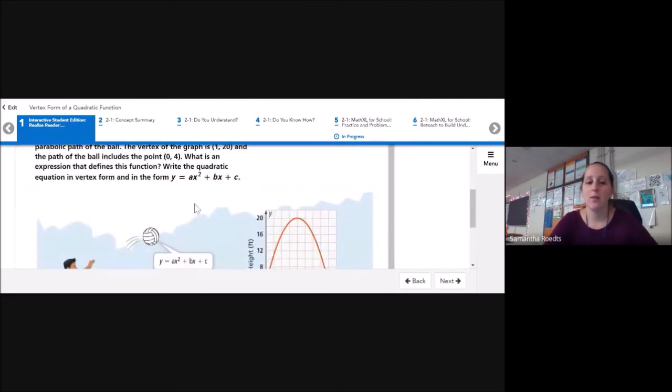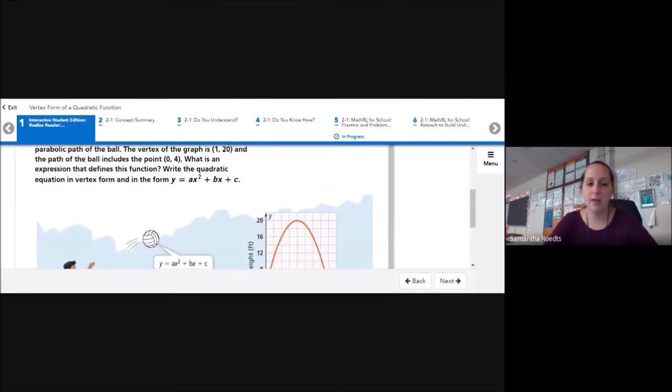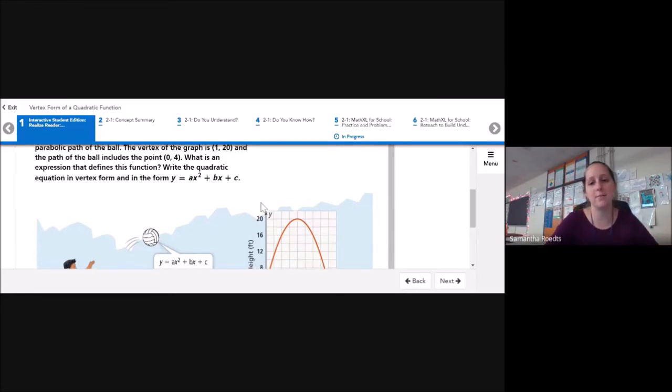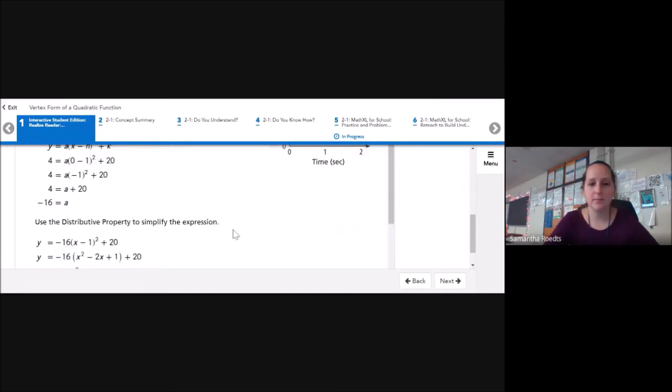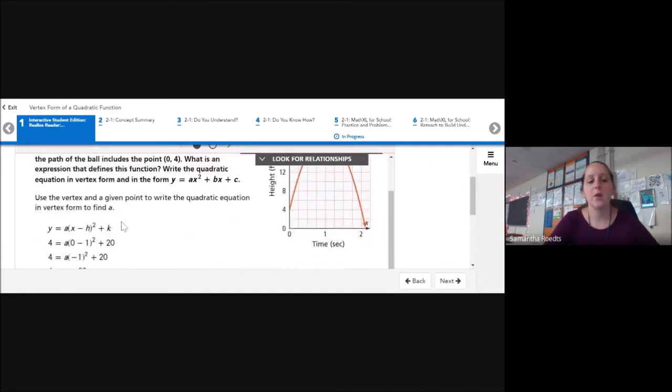So they give us the vertex, they give us a point, they want us to write it in vertex form, and they also want us to write it in standard form, which is the ax squared plus bx plus c. That's usually the form that a lot of people see quadratic functions in. Okay? So I'm going to use the vertex and the given point to write the quadratic equation in vertex form to find a. So I go ahead and do that.